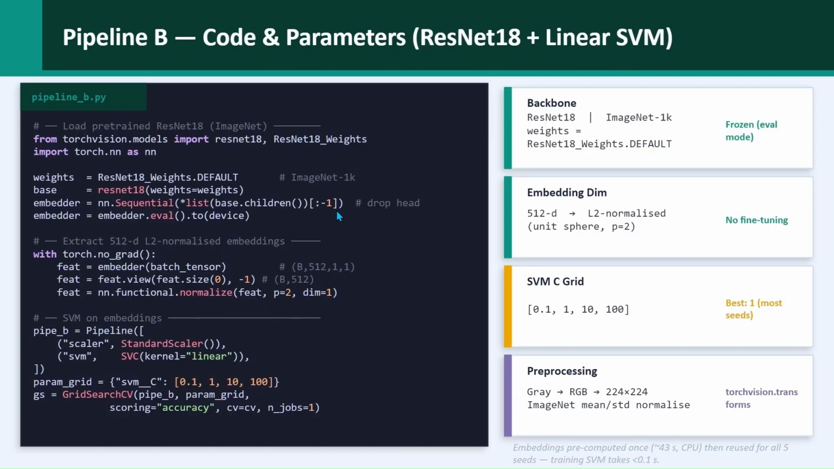As for the code for pipeline B, the key trick is removing the last layer of ResNet 18 that gives us the 512 number face description instead of a class prediction. We freeze all the weights so nothing gets retrained. The heavy lifting of extracting those embeddings only happens once. It takes about 43 seconds, and then we reuse them for every seed.